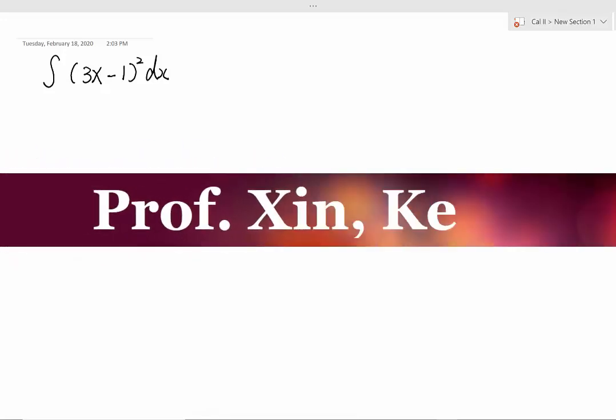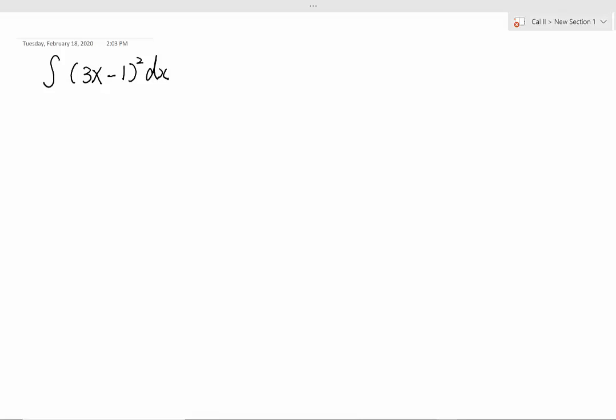Today we are going to use 3 different ways to solve this integration problem. Let's first look at the function side. The function we have is (3x - 1) squared. Since our power is 2, this is not a very complicated function.